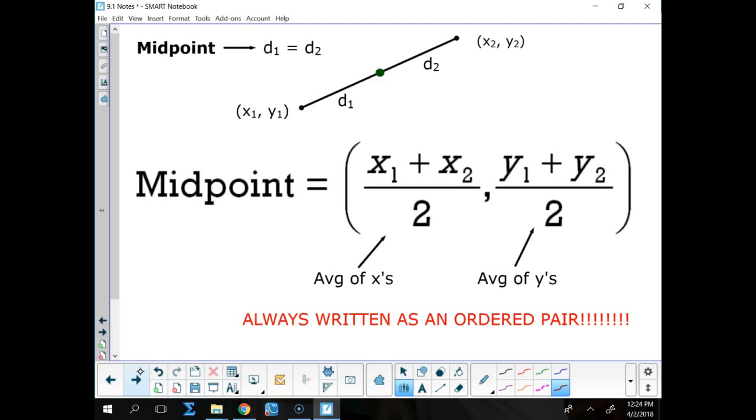Distance is a number. Okay? The distance is a number. The midpoint is a point. So we need to write it as a point. Okay? So we average the x's, we average the y's, and we write it as an ordered pair. Okay?